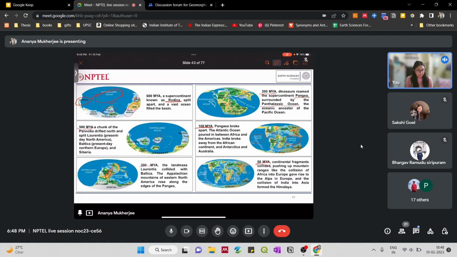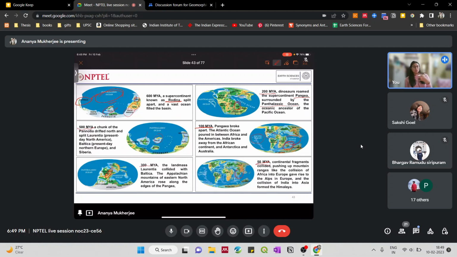You can see that around 200 million years ago, India was part of Pangea. Okay. Then at around 100 million years ago, you see that India broke apart from Antarctica and the Australia landmass. Then around 50 million years ago, you see that India was traveling towards the Eurasian plate.